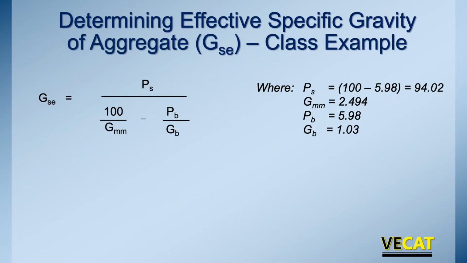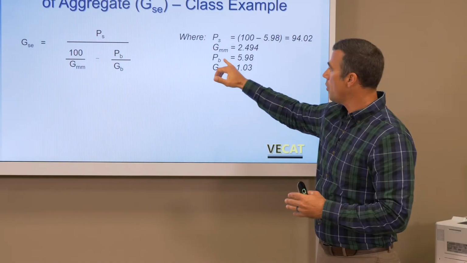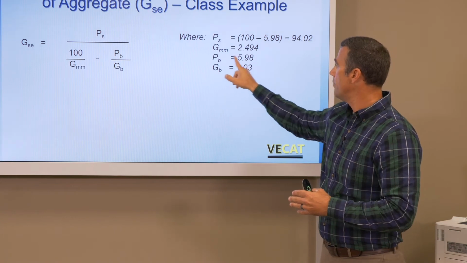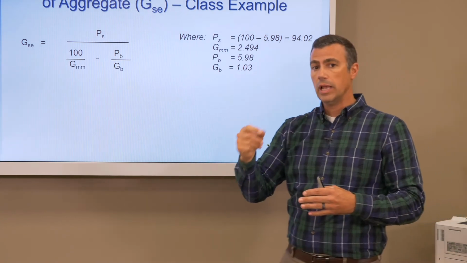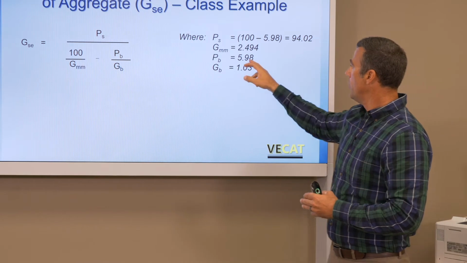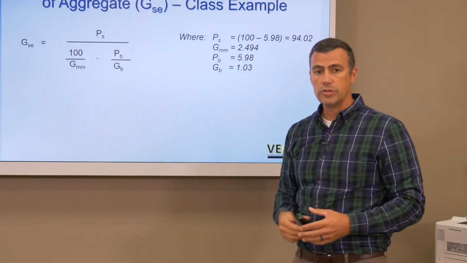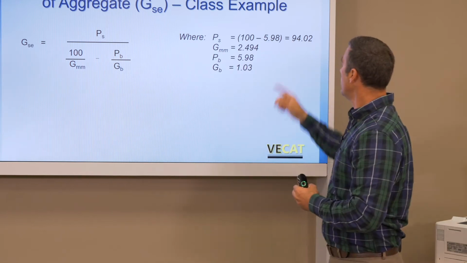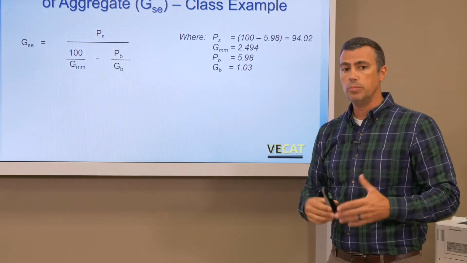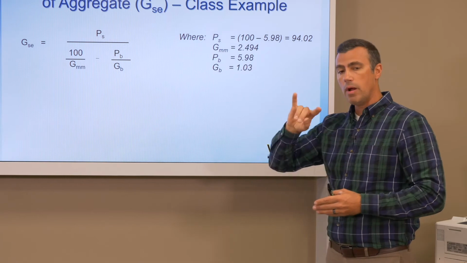So here's an example for you to walk through. We say that we've got a mixture that has a percent, let's start with the binder, has a percent binder in it of 5.98% liquid asphalt. So with that, we subtract the 5.98 from 100. That tells us our percent stone in the mixture. That would give us 94.02% stone. So that's the two primary components.